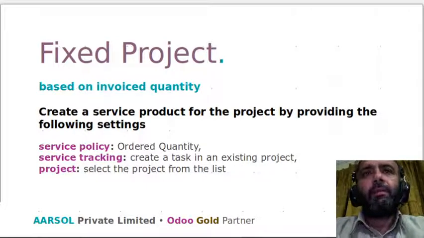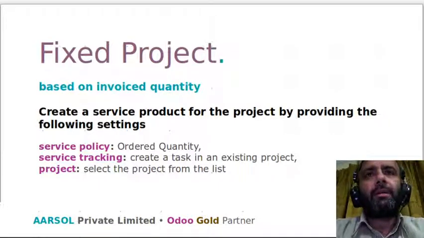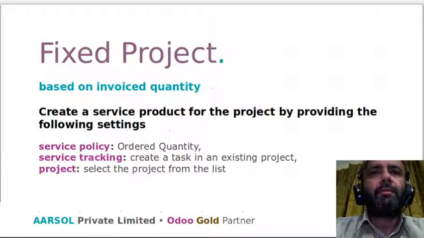While creating the product for the fixed projects, we have to change our service policy. Here we will have to set the service policy as ordered quantity, while in the previous type of project, timesheet projects, timesheeted quantity was the service policy. And then our service tracking will be create a task in an existing project, and we will have to select a project from the available list of selected projects.